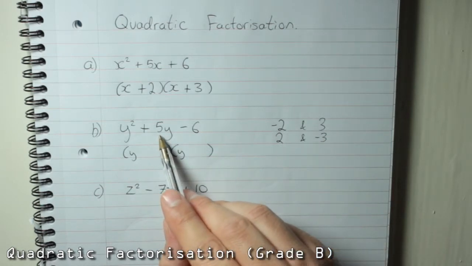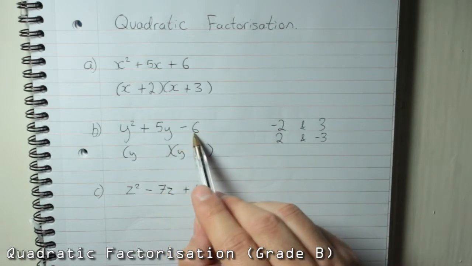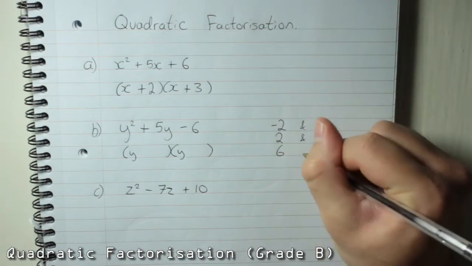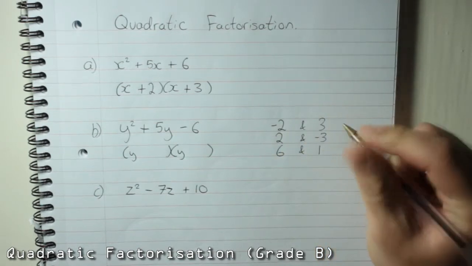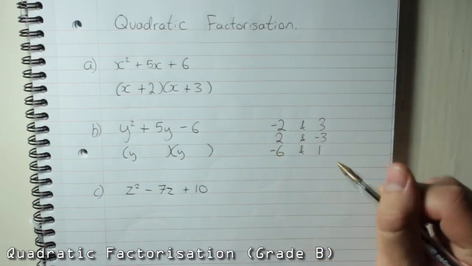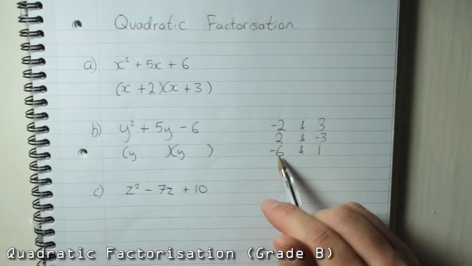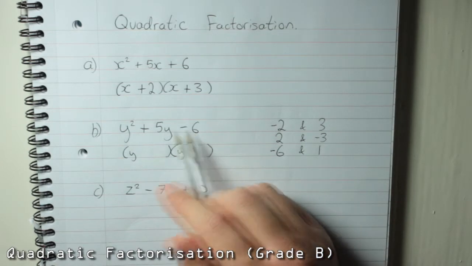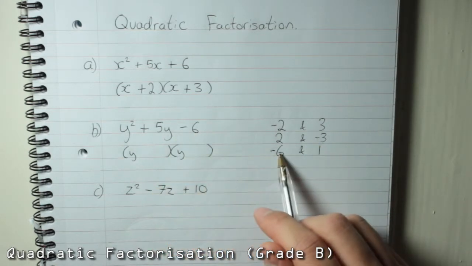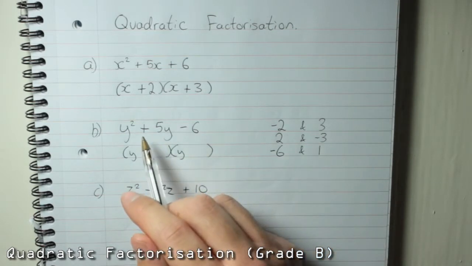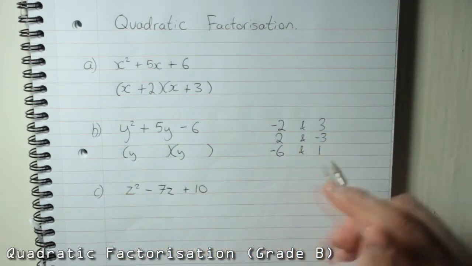So let's try the other combination of numbers that multiply to give 6. That would be 6 and 1. Let's make one of them negative. Let's make that one negative and that one positive. Minus 6 times by 1 is minus 6, so that works. When we add them together, minus 6 plus 1 is minus 5. We want a plus 5, so that means that doesn't work.